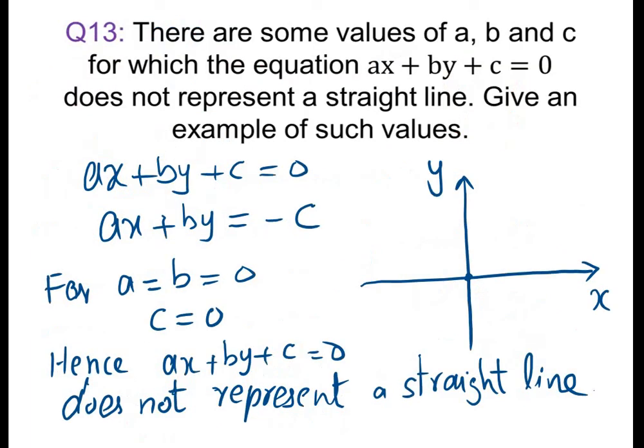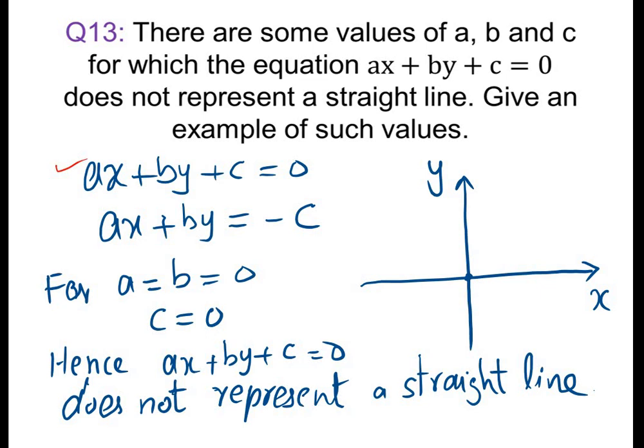Question number 13 says there are some values of a, b, and c for which the equation ax plus by plus c is equal to 0 does not represent a straight line. Give an example of such values. If you have an equation of this type, we can write ax plus by is equal to minus c. We are looking for the values of a, b, and c for which this equation does not represent a straight line.